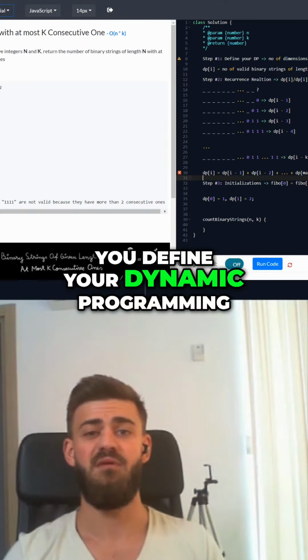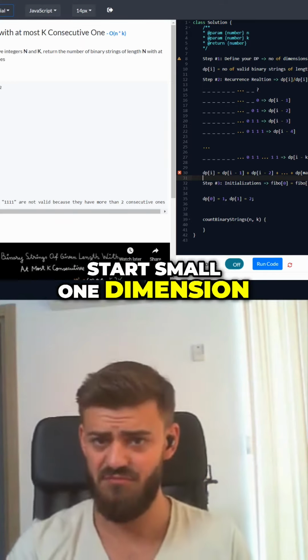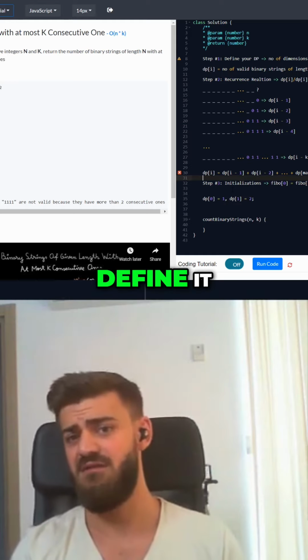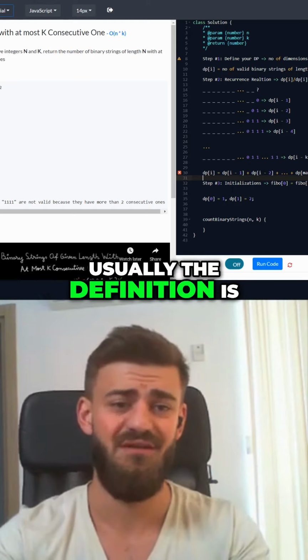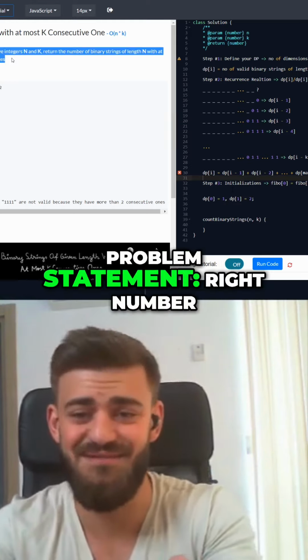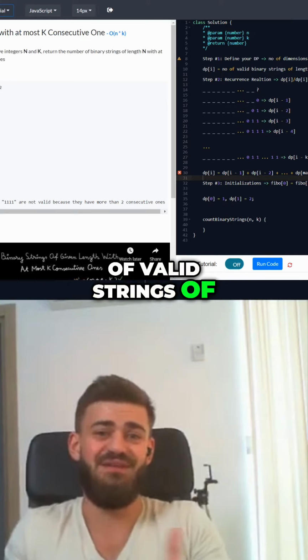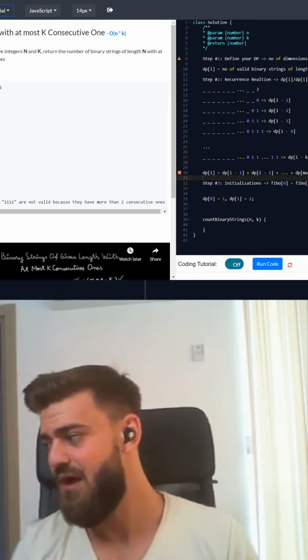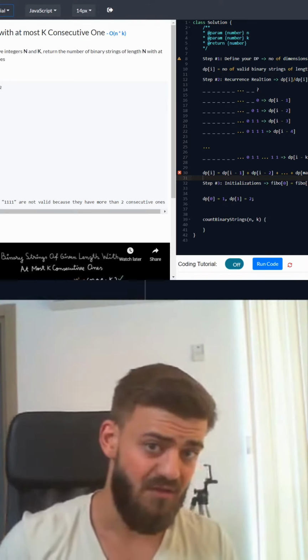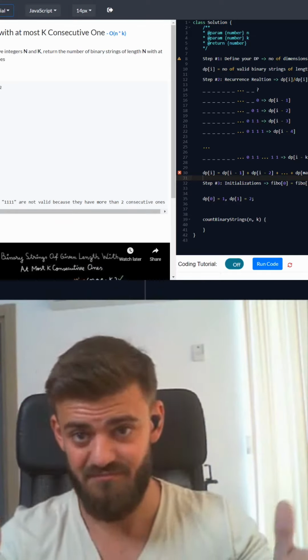You define your dynamic programming. Start small, 1 dimension. Cool, define it. Usually the definition is the same as the problem statement: number of valid strings of some length. Try the recurrence relation. If you find one, cool.